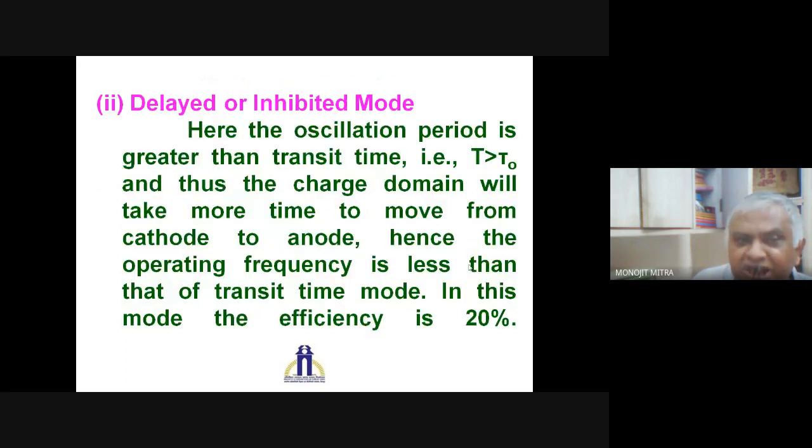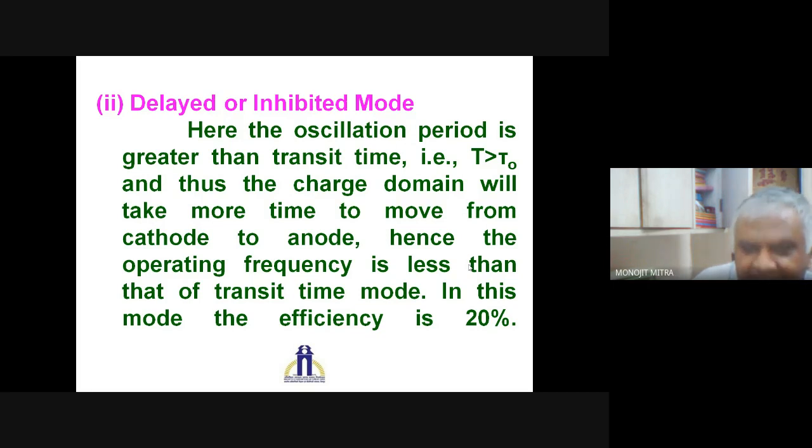And that mode is called the delayed or inhibited mode. Here, as I told you, the oscillation period is greater than the transit time. That means your charge carriers are taking more time. It is becoming slower, taking more time than the transit time, and when they move in the form of a domain or group of charge, it will take more time, and hence the operating frequency will be less, because more time means lower frequency. In your previous mode you could operate at 30 gigahertz; in this mode you can go up to 10, 15 or 20 gigahertz maximum, lower than that. Also in this mode, efficiency is a little bit better than the previous mode, 20%.